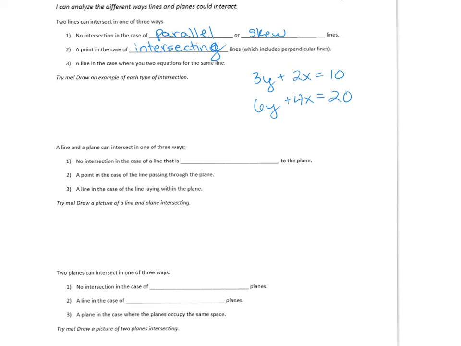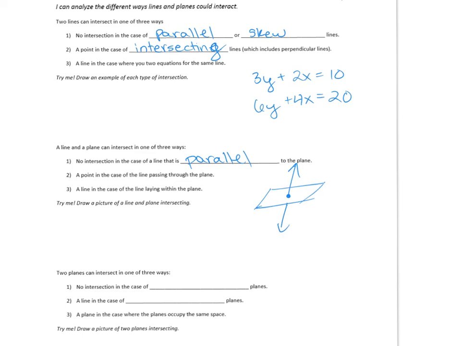A line and a plane can intersect in one of three ways. There can be no intersection in the case of a line that is parallel to the plane. A point in the case that a line passes through the plane. So this one's interesting, actually. If you can get a visual for it, it passes through the plane at a single point. And then a line in the case that the line actually lies within the plane. I want you to pause and draw a picture of a line and a plane intersecting.